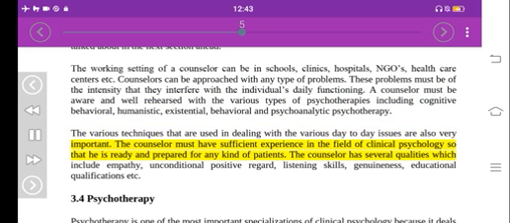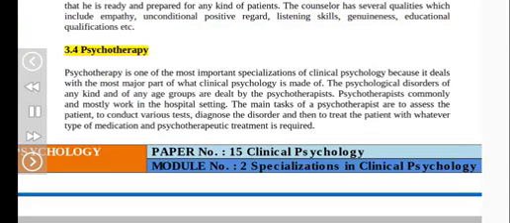The counselor must have sufficient experience in the field of clinical psychology so that he is ready and prepared for any kind of patients. The counselor has several qualities which include empathy, unconditional positive regard, listening skills, genuineness, educational qualifications, etc. 3.4 Psychotherapy. Psychotherapy is one of the most important specializations of clinical psychology because it deals with the most major part of what clinical psychology is made of.